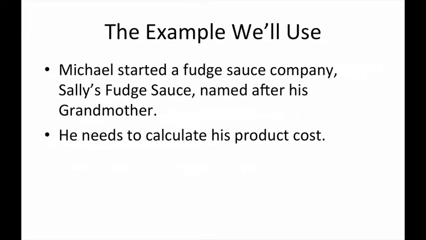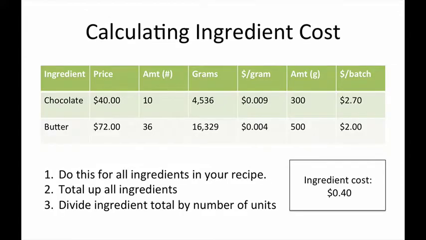So for an example, I really like fudge sauce apparently, so we're going to use Sally's fudge sauce, and I need to calculate my product cost. So first you've got ingredient costs. You want to list all of your ingredients in the left column here, price them out, convert them to grams. That gives you the dollar per gram. And then in the second to last column, you list the amount of grams in your recipe. You could do pounds too, I use grams. And then you ultimately get your amount per batch of each ingredient.